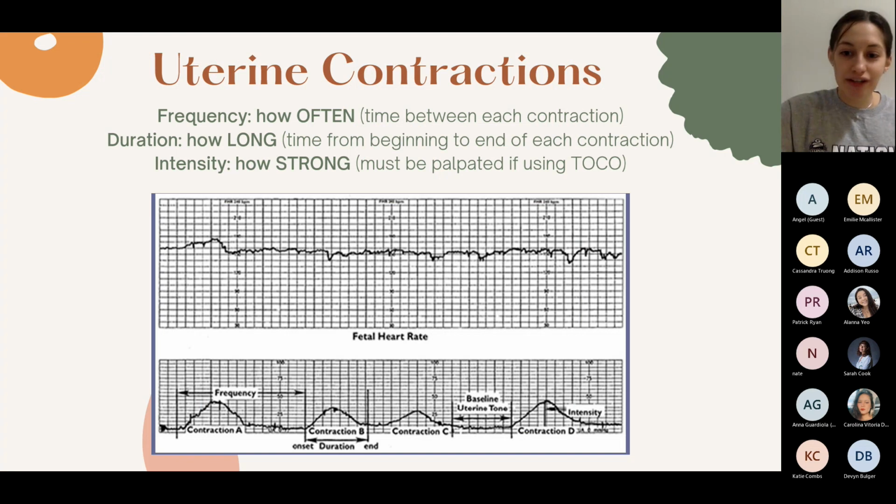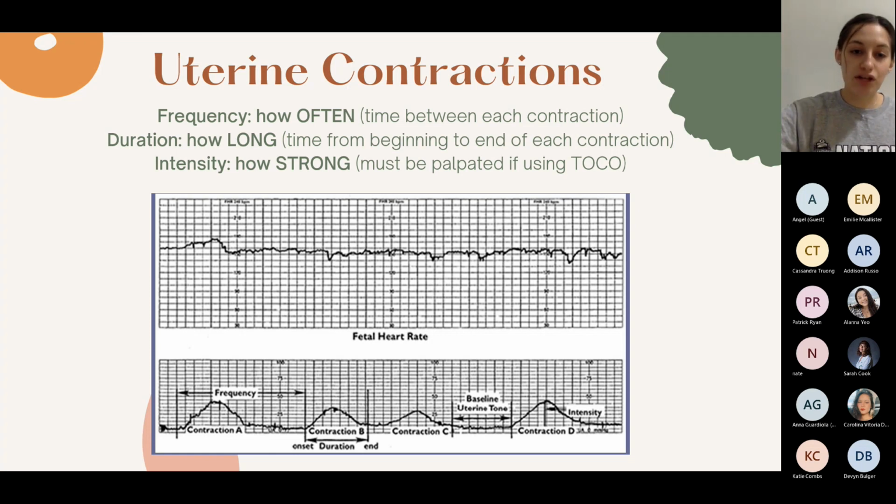All right, so now for uterine contractions. There's three things that we want to look at for uterine contractions, and those are going to be frequency, so how often, and you're going to be able to measure this by the time between each contraction. Duration, so how long, and it's going to be the time from the beginning of the contraction to the very end of the contraction, and then the intensity, how strong. So if you're using a toco, you're going to want to palpate to be able to really feel that intensity. And then the visual down here can help you see what the frequency and the durations are.